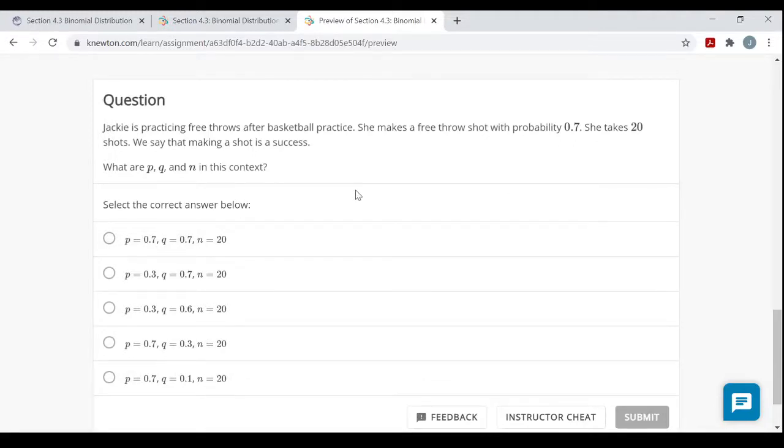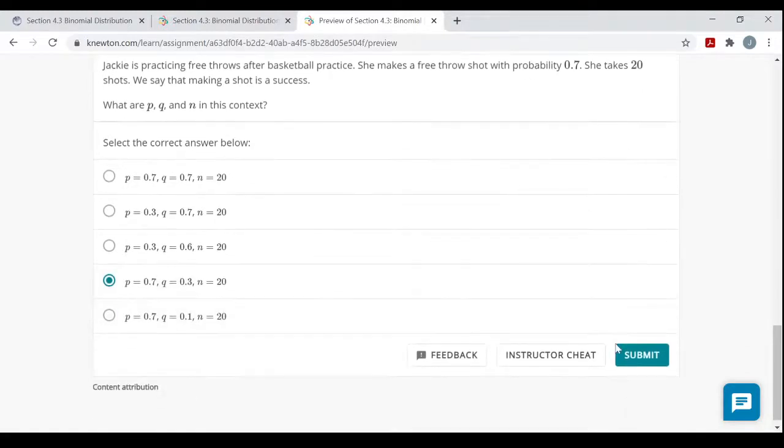All right, but then they also want the q, right? q is the probability of a failure on each trial. So if success is making the shot, then failure is not making the shot. And remember, p plus q needs to be 1. So if p is 0.7, q must be 0.3. So we're looking at this option here. Okay. Hopefully that all made sense with me just talking it out.